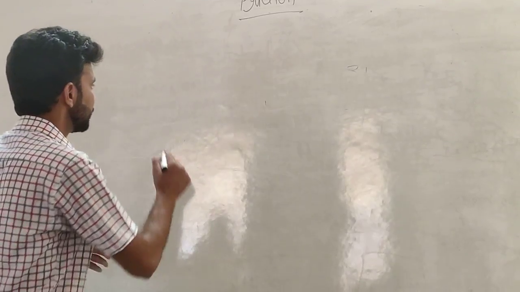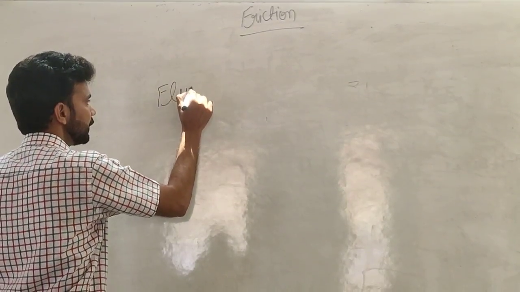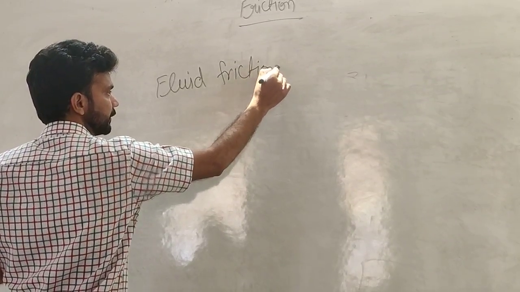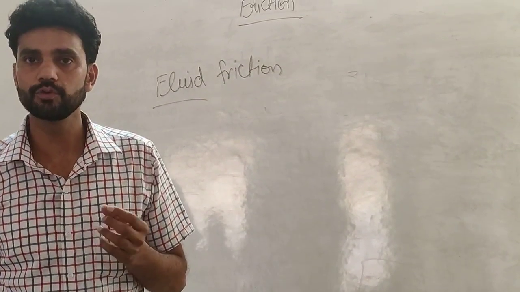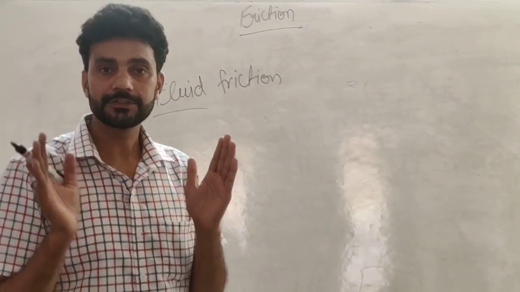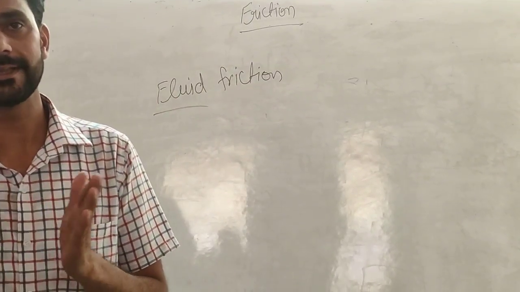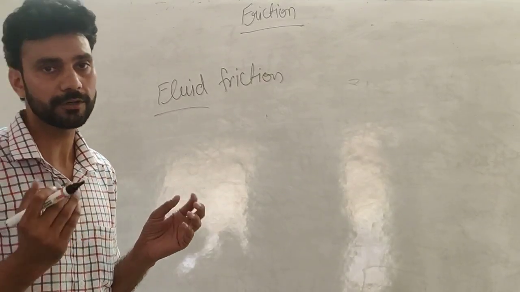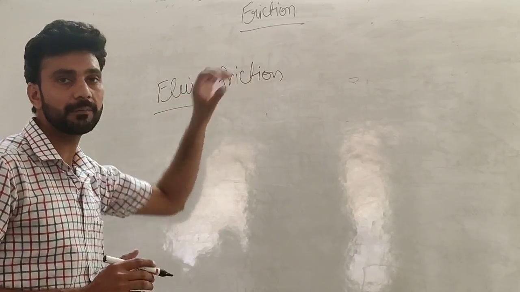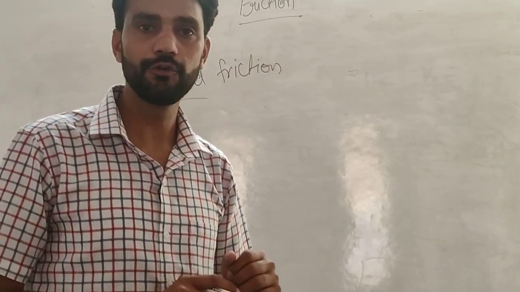Now we will discuss fluid friction. What is fluid friction? The friction exerted by the fluids is known as fluid friction. Now what is a fluid? The things which can flow are known as fluids, like air and water. Air and water can flow, so they are known as fluids. So the friction which is applied by the fluids is known as fluid friction.